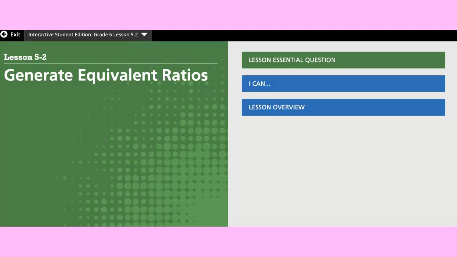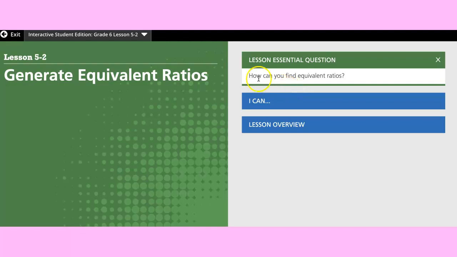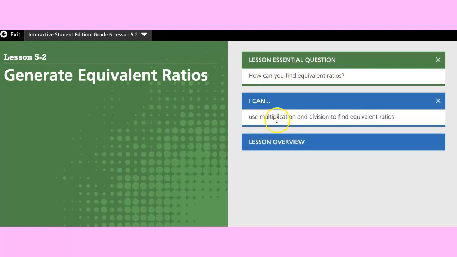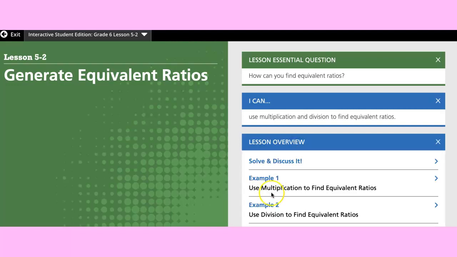Everyone, we're back. So now we're in lesson 5.2. We're going to generate equivalent ratios. So our essential question is, how can you find equivalent ratios? And we know that we could use multiplication and division to find equivalent ratios. Our overview is just the same. We do lesson exercise 1, 2, and if you could go for 3, we'll move on.